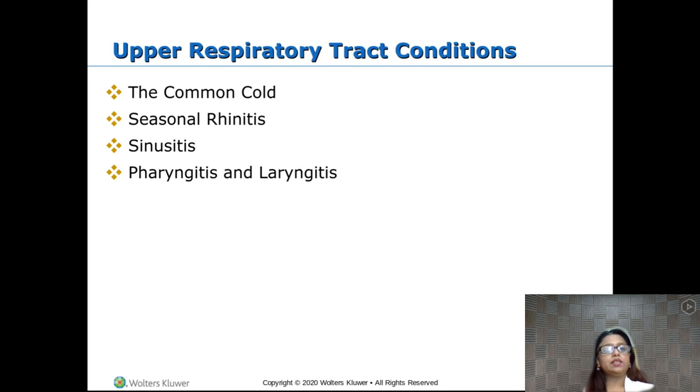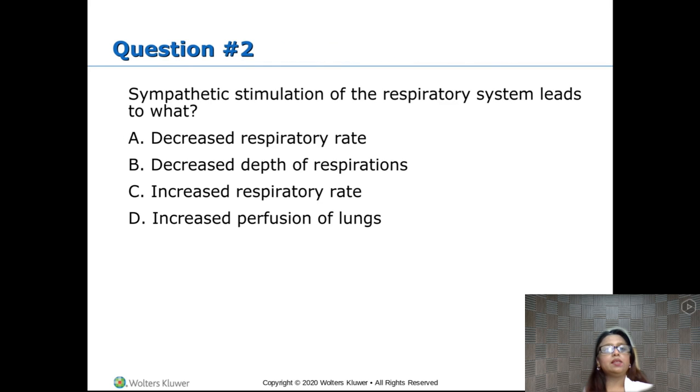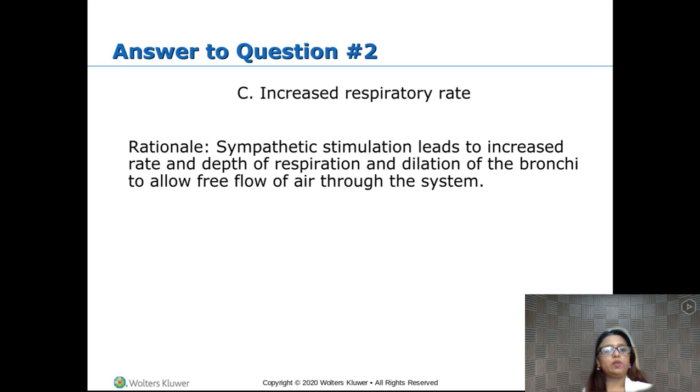Upper respiratory tract conditions could be abnormalities in the upper respiratory tract, such as rhinitis, sinusitis, pharyngitis, and laryngitis. Now, sympathetic stimulation of the respiratory system leads to what? Decreased respiratory rate, decreased depth of respiration, increased respiratory rate, or increased perfusion of the lungs? Increased respiratory rate. The sympathetic nervous system leads to increased rate and depth of respiration and dilation of the bronchi to allow free flow of air through the system.